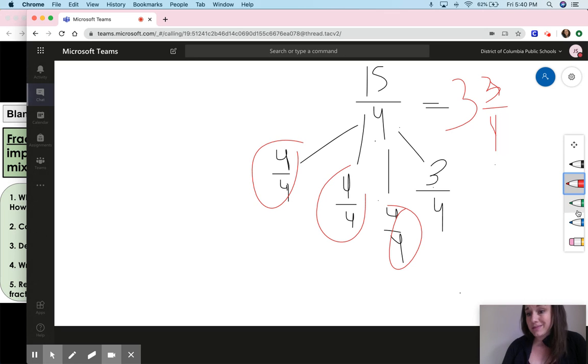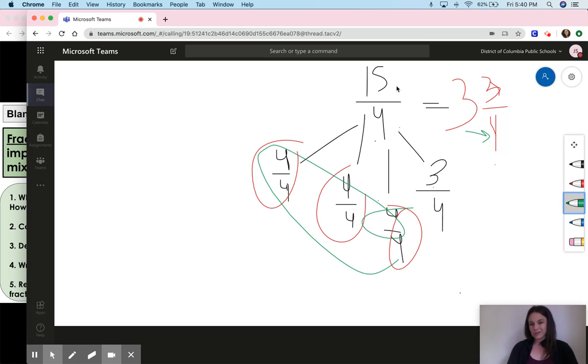Now, some of you may be seeing the trick here. I hope you maybe are. Ryan does this really good. 3 times 4 is 12. Remember, that's what we had down here anyway. So this is like a little shortcut. 3 times 4 is 12, plus the numerator, plus that guy. 12 plus 3 is 15. 15/4. That's a shortcut way.